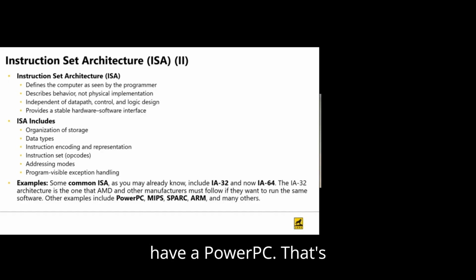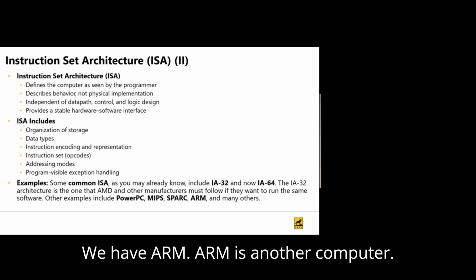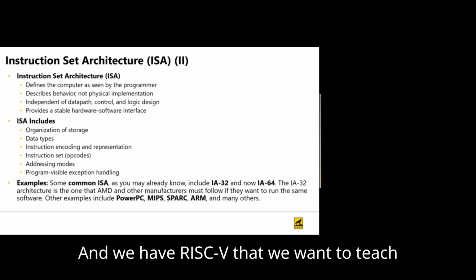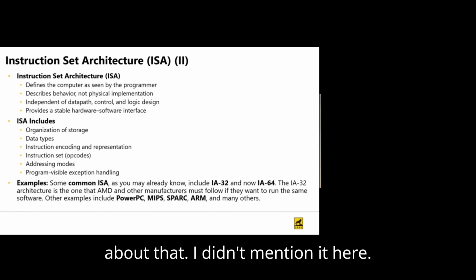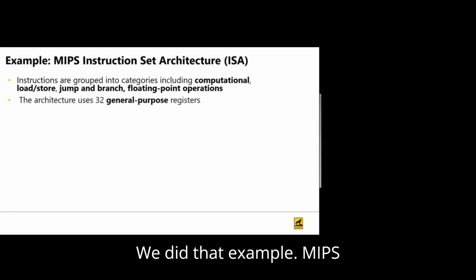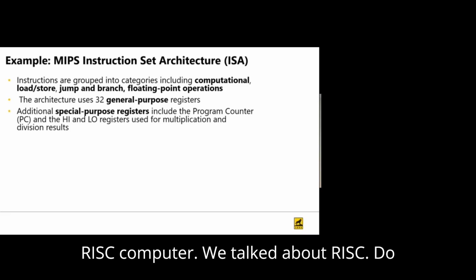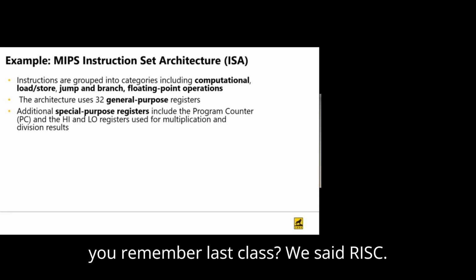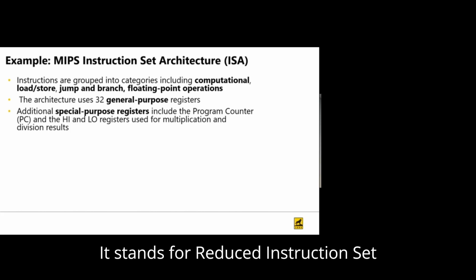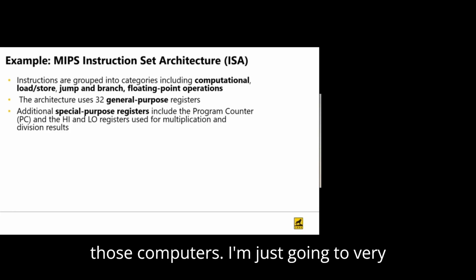So we have PowerPC, that's another ISA. MIPS, we have SPARC. We have ARM. ARM is another computer. And we have RISC-V that we're going to teach about, as I mentioned here. Example, MIPS is one of the very general RISC computers. We talked about RISC. Do you remember last class? We said RISC stands for Reduced Instruction Set Computers. And MIPS is one of those computers.